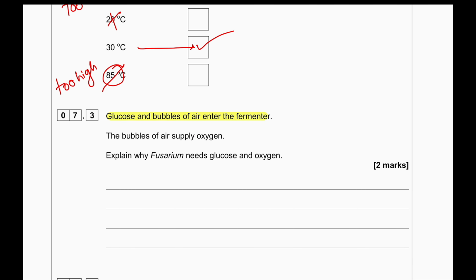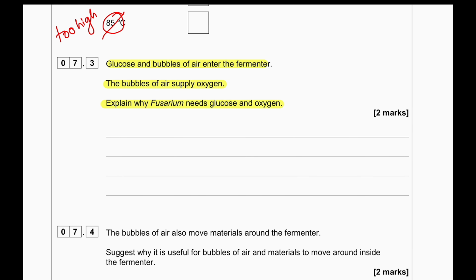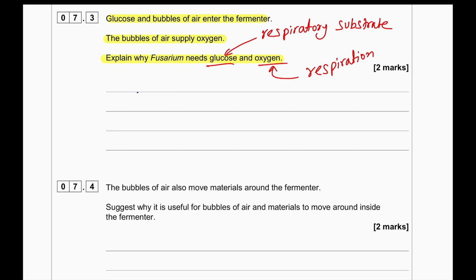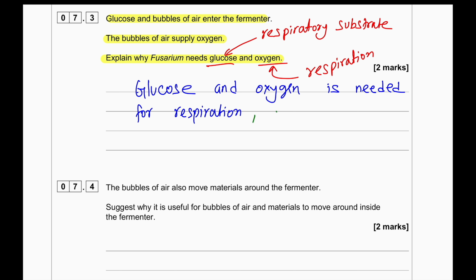Glucose and bubbles of air enter the fermenter. The bubbles of air supply oxygen. Explain why Fusarium needs glucose and oxygen. This is an obvious question and easy to answer. Glucose is needed as a respiratory substrate, or needed generally as energy for growth, and oxygen allows aerobic respiration, or we can just simply write respiration. So the answer can be written: glucose is needed for respiration, or we can say oxygen is needed for respiration. All right. So we will write it together. Glucose and oxygen are needed for respiration, which releases energy for growth.